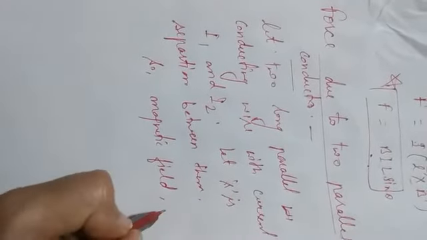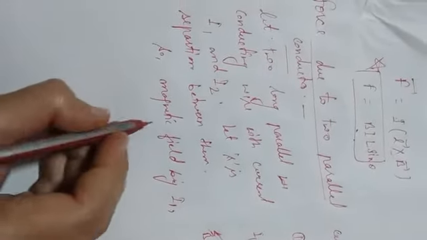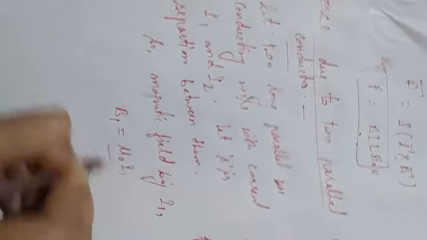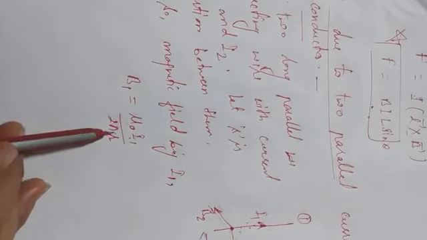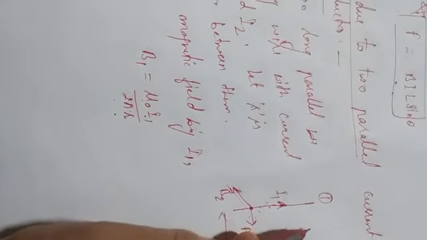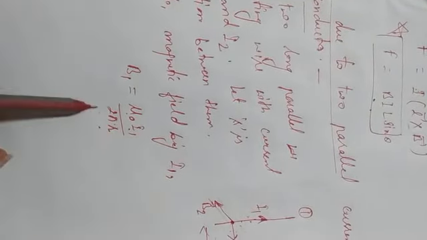So first we will find the magnetic field by I1. Then B1 we can write as mu naught I1 by 2 pi R. Where this came from, everyone knows, I think. In the previous topic we did the magnetic field due to a current carrying straight wire, and the result was B equal to mu naught I by 2 pi R. From that, taking the straight wire, the magnetic field B1 is mu naught I1 by 2 pi R.